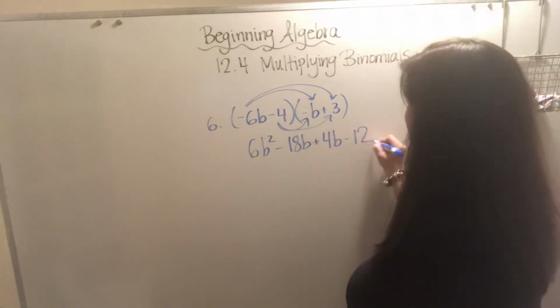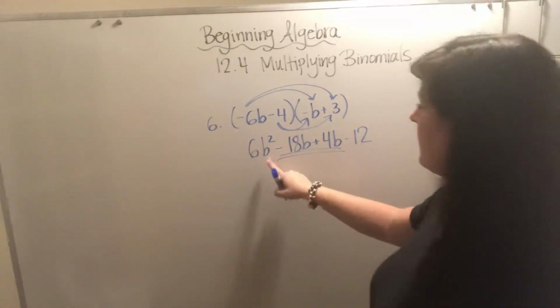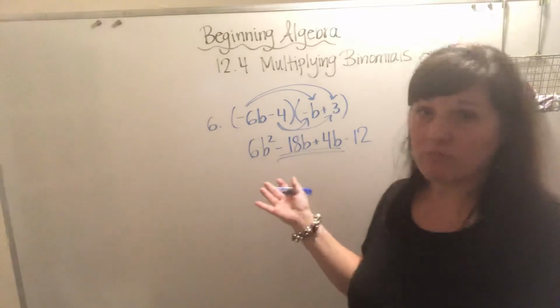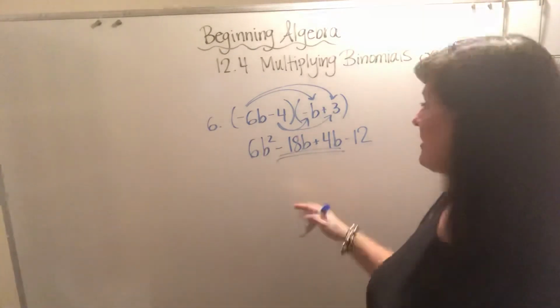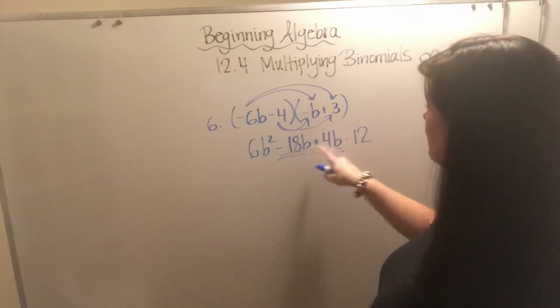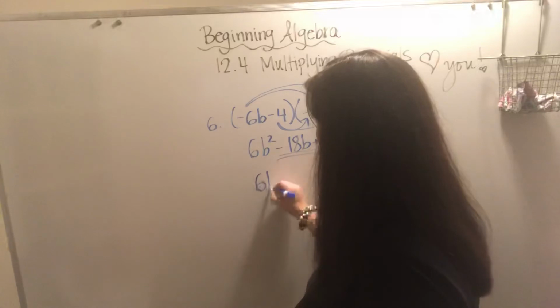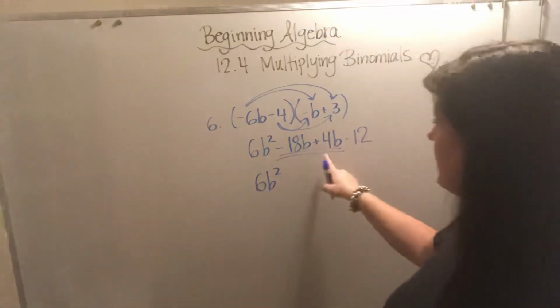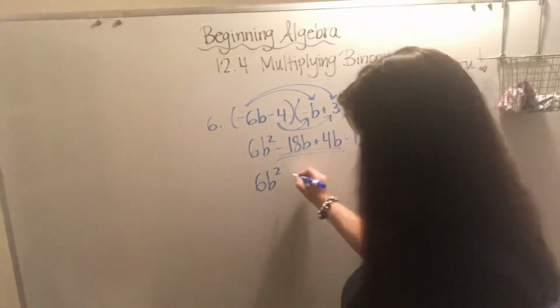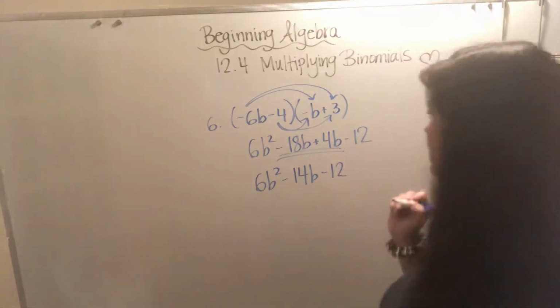minus 12. These middle terms always combine. Remember, I cannot add and subtract unlike terms. This is why you learn the first concept of this chapter, when you can add and subtract. These have like terms, as we like to think, just b. So the 6b squared, negative 18 plus 4b is negative 14b minus 12.